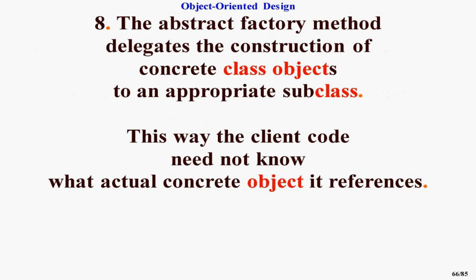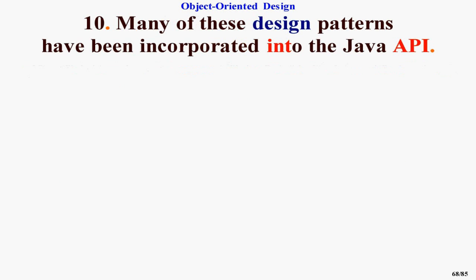8. The abstract factory method delegates the construction of concrete class objects to an appropriate subclass. This way the client code need not know what actual concrete object it references. 9. The decorator pattern is used to dynamically add new functionality to an object. 10. Many of these design patterns have been incorporated into the Java API.